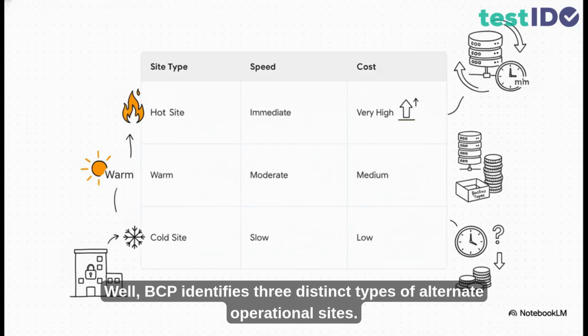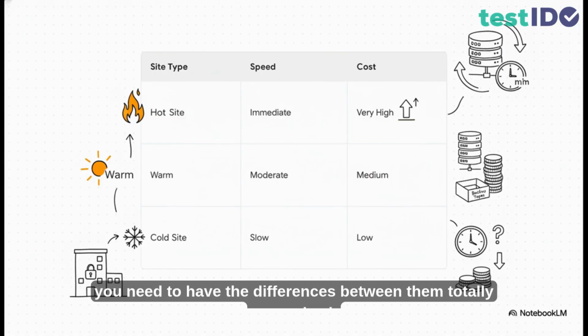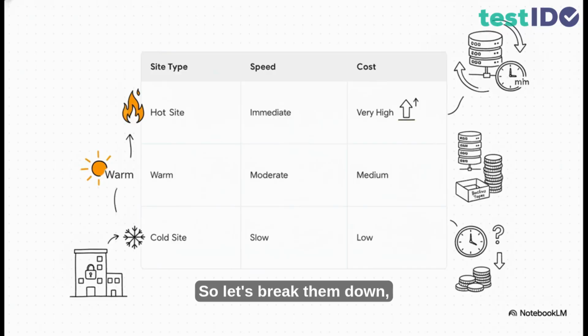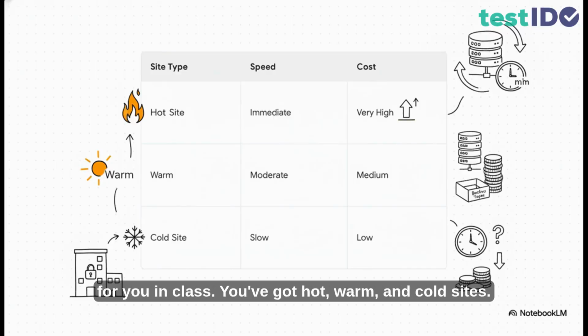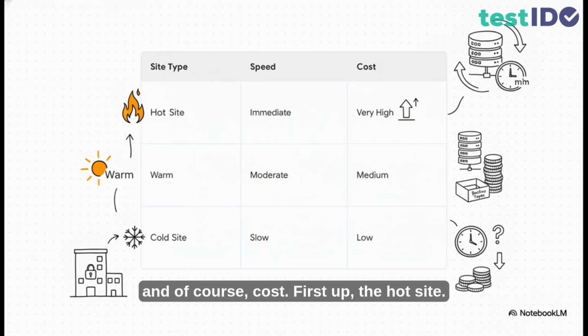Well, BCP identifies 3 distinct types of alternate operational sites, and as a future CMA, you need to have the differences between them totally memorized. So let's break them down, just like I was drawing this out on a whiteboard for you in class. You've got hot, warm, and cold sites, and they vary wildly when it comes to hardware readiness, recovery speed, and, of course, cost. First up, the hot site.